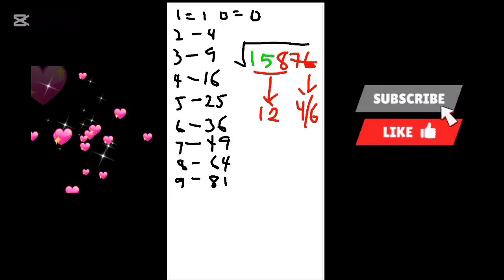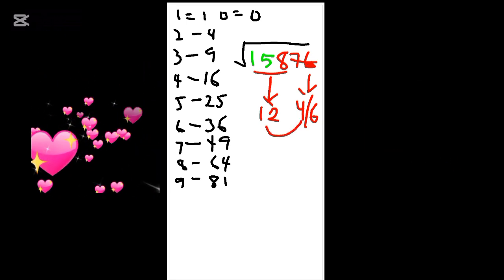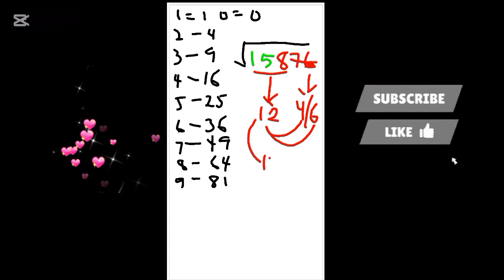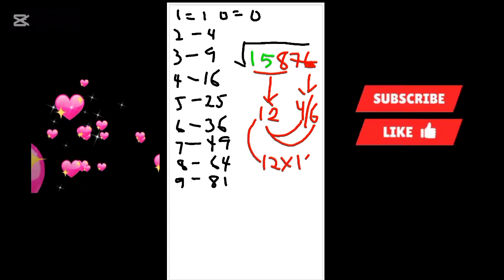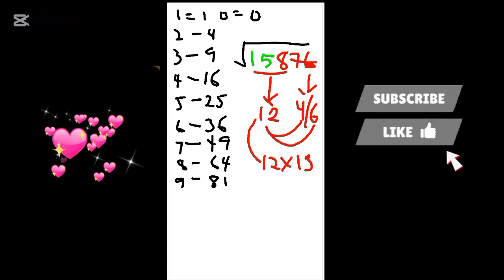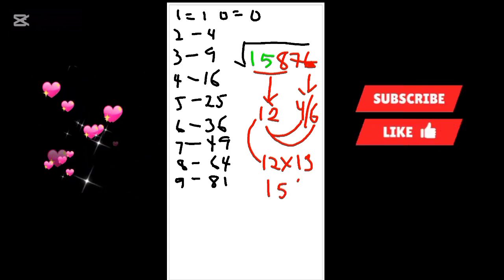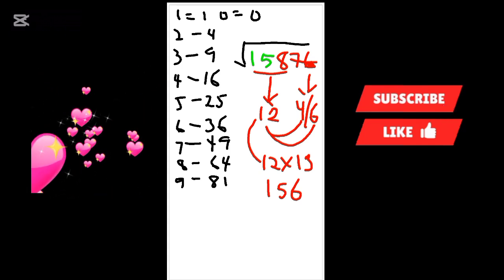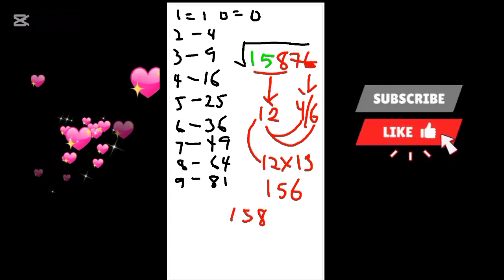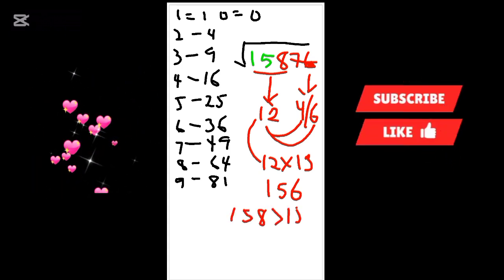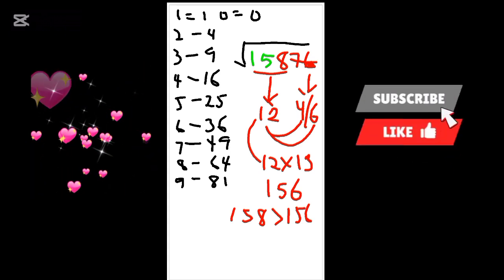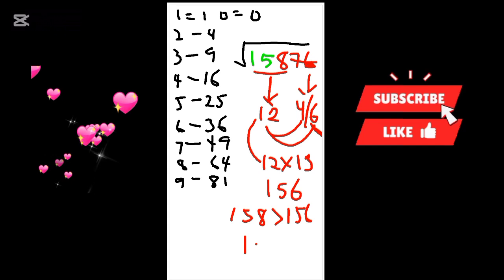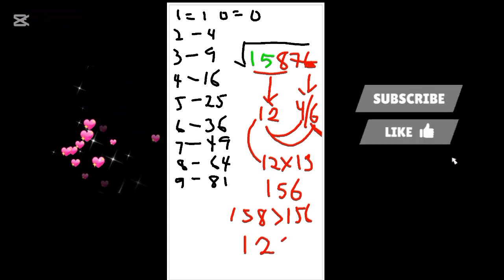Now, our answer could be 124 or 126. What we need to do is to multiply 12 by its next digit, which is 13, and that would give us 156. Now, if we watch, 158 is greater than 156, and so we're going with the bigger one, which is 6. So our final answer is 126.